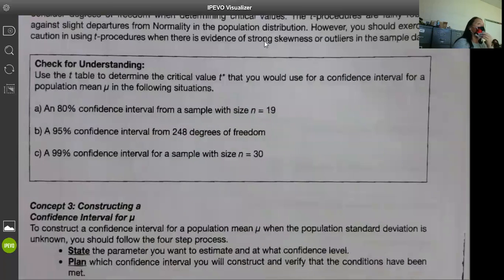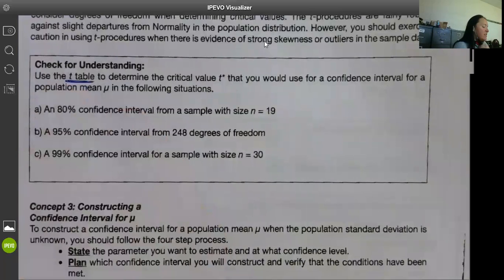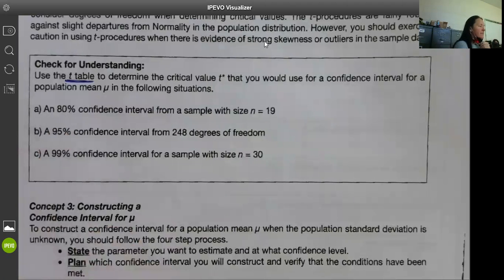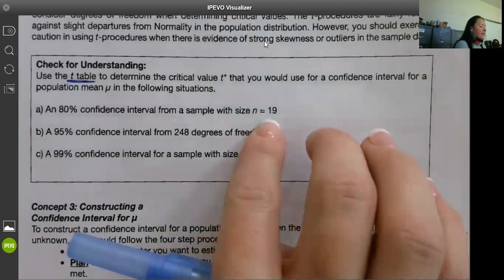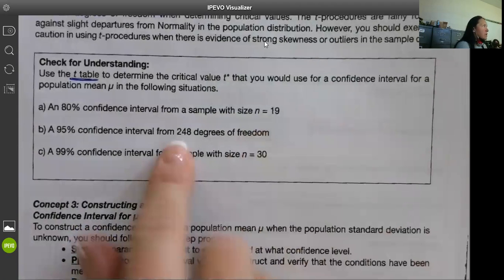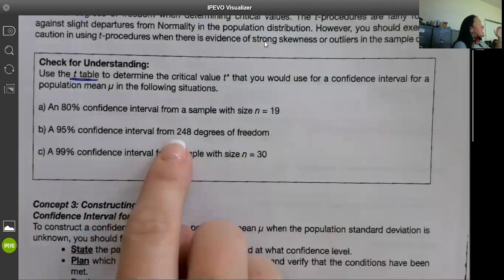So when we look at this, it says an 80% confidence, use the T table. We're talking about T's, so this is table B. To determine the critical value T star that you'd use for a confidence interval for a population mean mu in the following situations. So anything in your book, I think it goes 1 to 30 and then it goes 40, 50, and then 60, 70, 100, something like that, okay? So anything within that range, 1 through 30, you can use your book or your calculator. It doesn't matter because it's going to come out the same. So this one, because it's a sample size 19, you can use your calculator and it will be fine, okay? But if they ask you one like this, 248, you know that's not in your book. So you have to go to the one that's least, and we'll get to that in a minute.